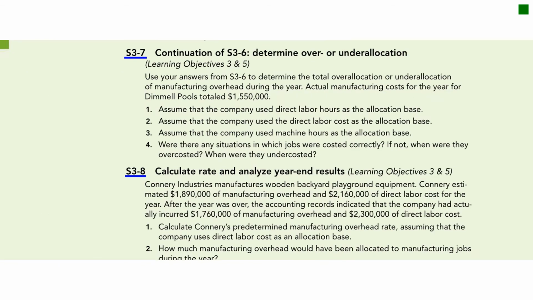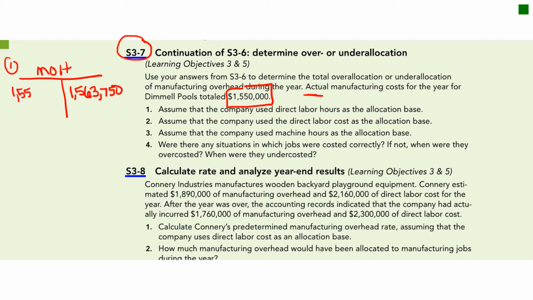Okay, so in 3-7, again, we just calculated the allocated overhead, and they tell us in this problem that the actual overhead turned out to be 1,550,000. So if we were using assumption number 1, I'm going to write this in a T account format. We had come up with allocated overhead, using the direct labor hours, of 1,563,750. And remember, the actual always goes on the debit side. And so if you had to come up with a balance, it looks like we're off by 13,750. So in this case we are over allocated. So we're over allocated with selection number 1.